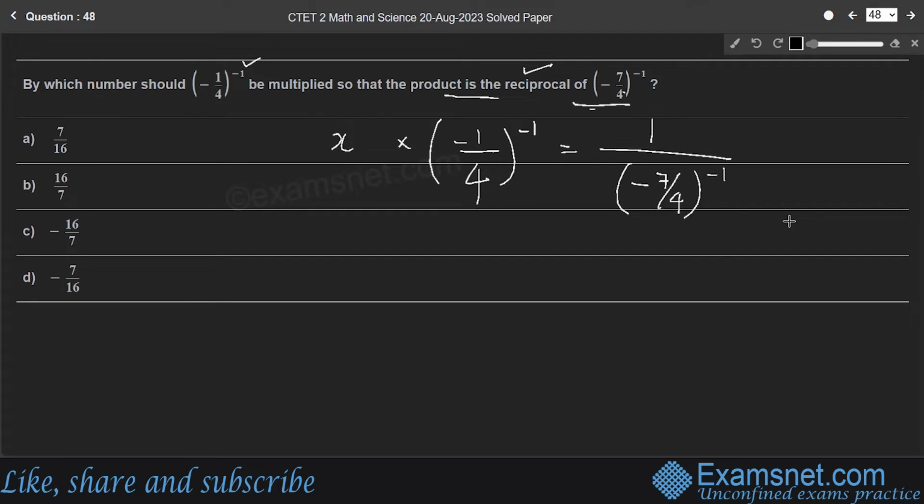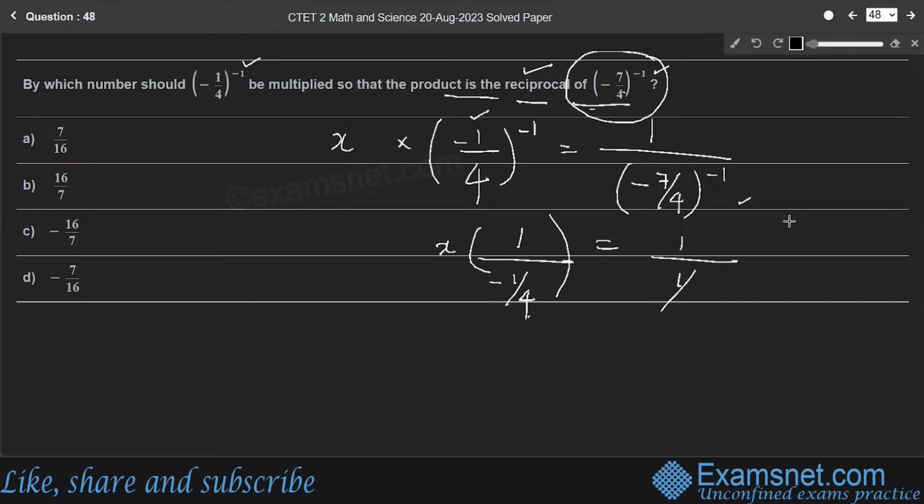Right? Therefore, here x into minus 1 by 4 raised to minus 1 becomes 1 by minus 1 by 4. Reciprocal means 1 by that number. Raised to minus 1 itself indicates the reciprocal of the number, meaning 1 by the whole number, right? So in the product we have 1 by, and in the denominator we have the reciprocal of minus 7 by 4. So it becomes 1 by minus 7 by 4, right? So both in the left hand side and right hand side, the denominator of the denominator will go to the numerator. Here, the denominator of the denominator is 4 with a negative sign.